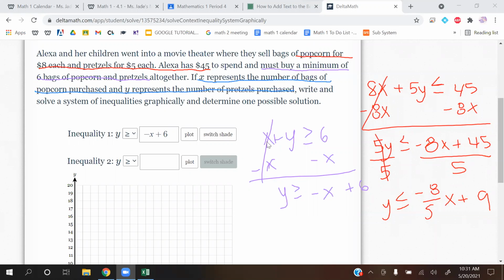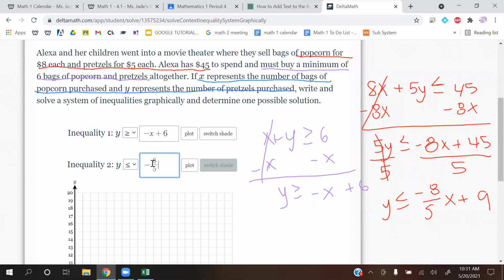So let me go ahead and type that in. Y is less than or equal to negative 8 over 5 x plus 9. And then I'll click plot. You can't see it yet, it's down there, but before I scroll down, and then we'll just kind of lose sight of all the words, before I do that, are there any questions up till here?